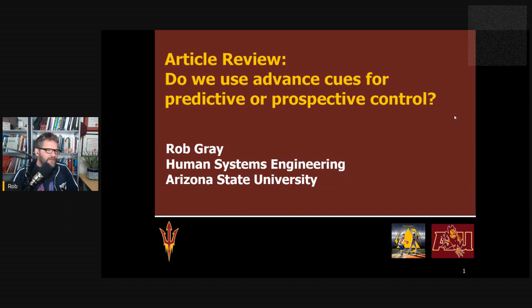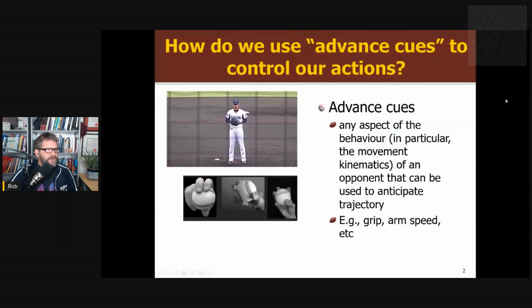In this one, I want to look at the topic of advanced cues and consider two different ways they could be used for batters. And then we'll talk about a specific recent study that addresses some of this. So, what are we talking about, right?